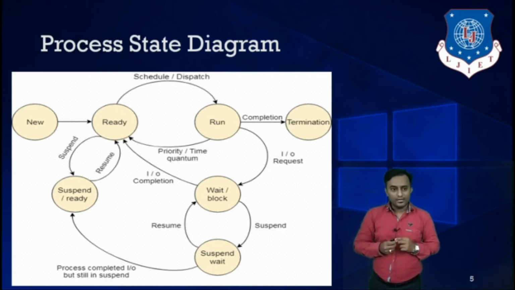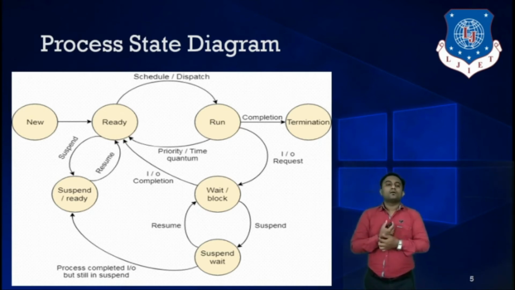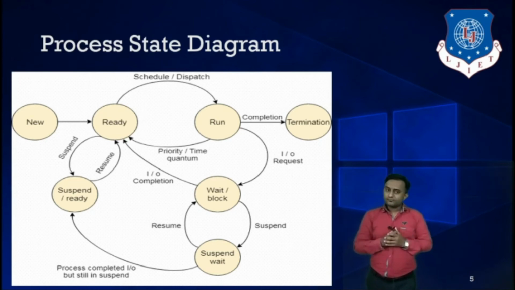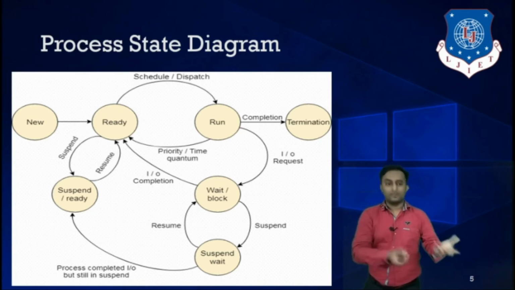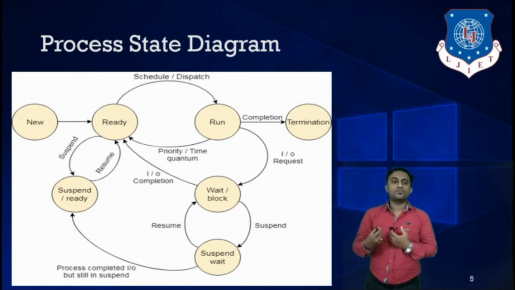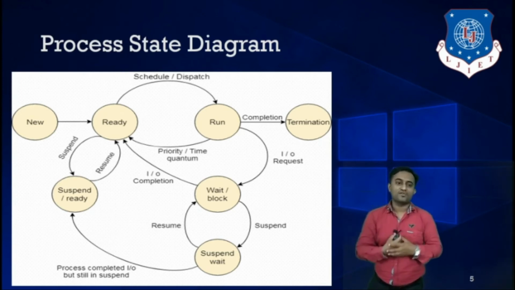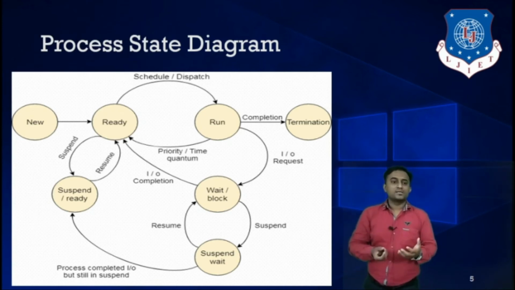So in the case of the waiting state, or block state, what will happen? During execution, the process may require some IO operations. Like if the process requires a printer for its execution, or requires some input from the keyboard, the mouse, or the scanner. In that case, the process will be shifted from the running state to the waiting state.